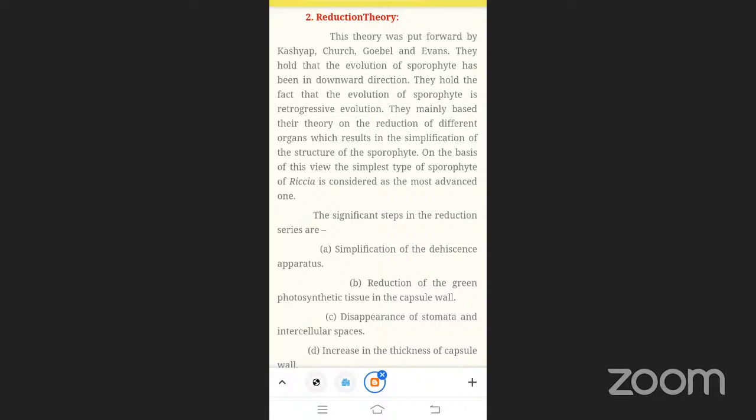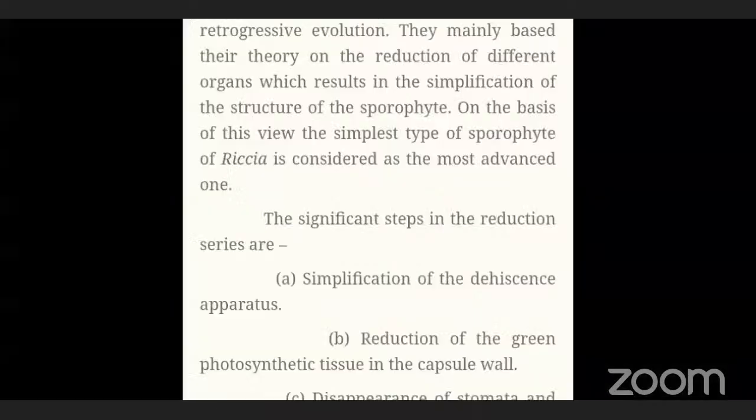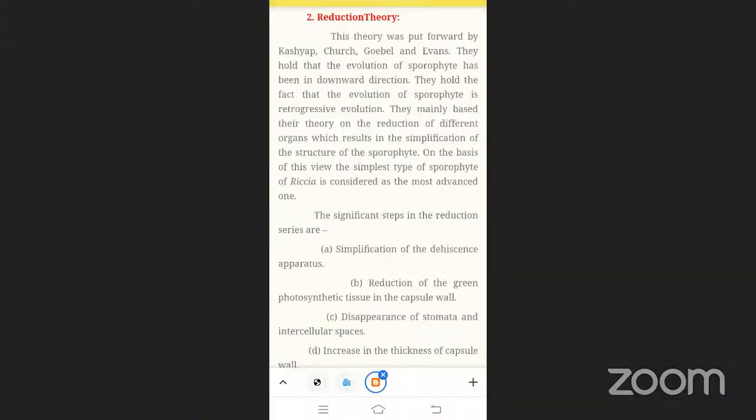You should write two theories: the sterilization theory and the reduction theory. You should attempt the two theories with diagrams also. They ask this compulsory question in the examination on the theories of evolution of sporophyte in bryophytes: the sterilization theory and the reduction theory. Okay.